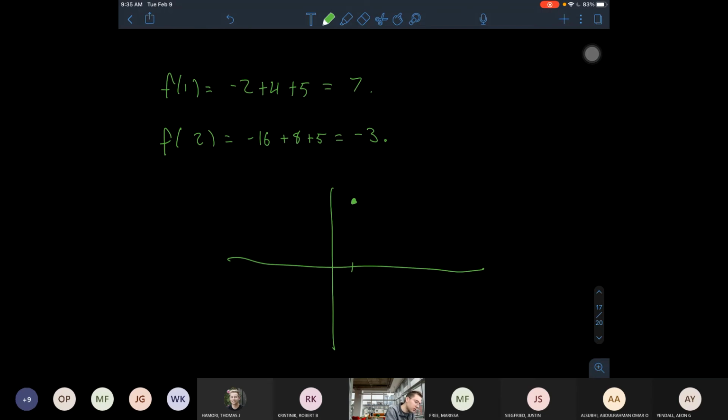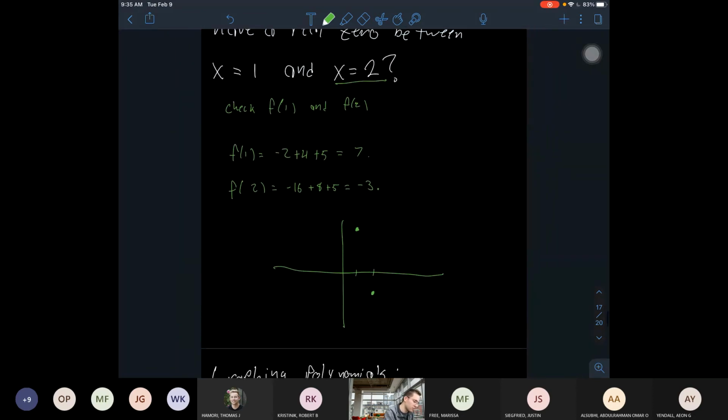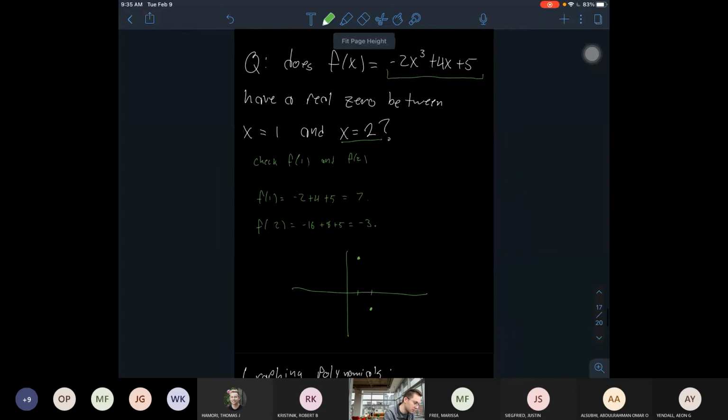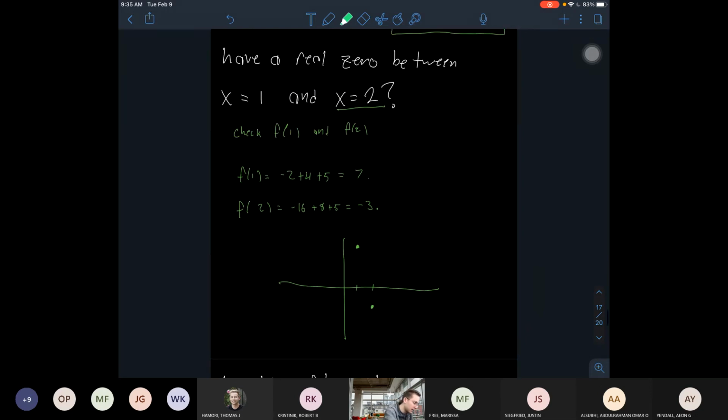And at 2, the height of the function is -3. So what do we think? Given the intermediate value theorem that we just learned, can we conclude that f of x has a real zero between x equals 1 and x equals 2? I.e., is there going to be an x value in this green highlighted region here where the graph of the function passes through the x-axis? What do we think, yes or no?